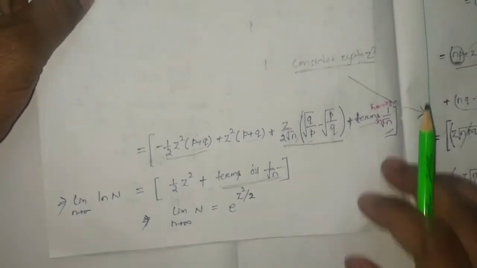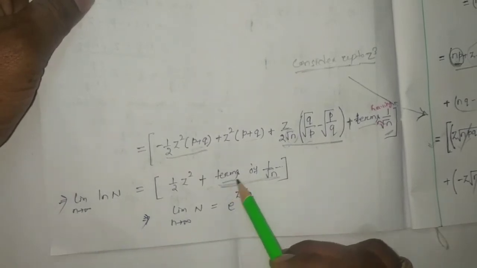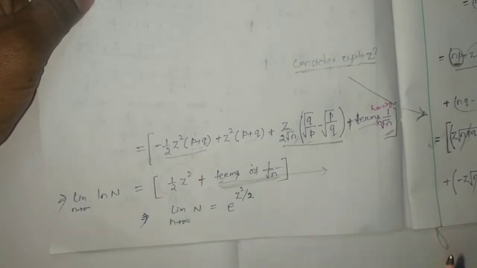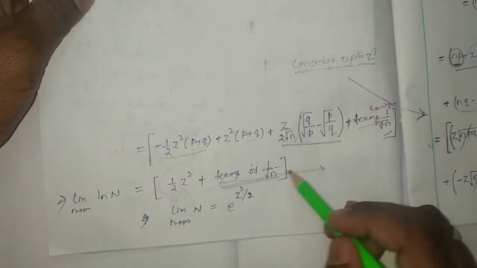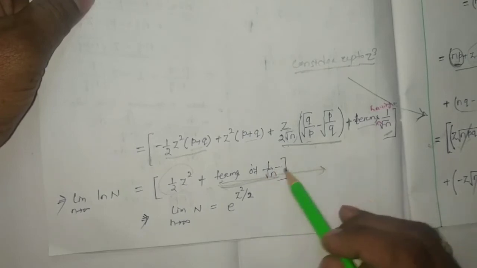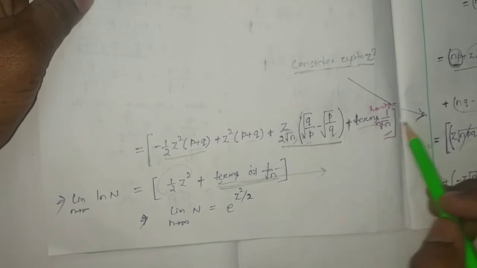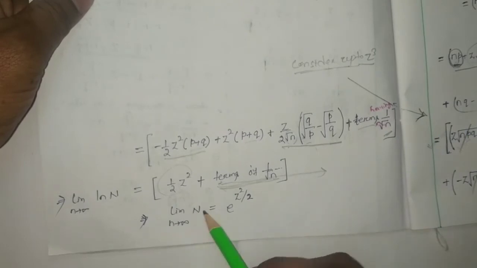Now if we consider the limit as n tends to infinity, all the terms you have, except this term, are going to be 0, because n tends to infinity means 1 by infinity will be 0. That means the terms having 1 by root n, and all the other terms we get, are going to be 0. So the limit as n tends to infinity of n, we found, is e to the power z square by 2, right?